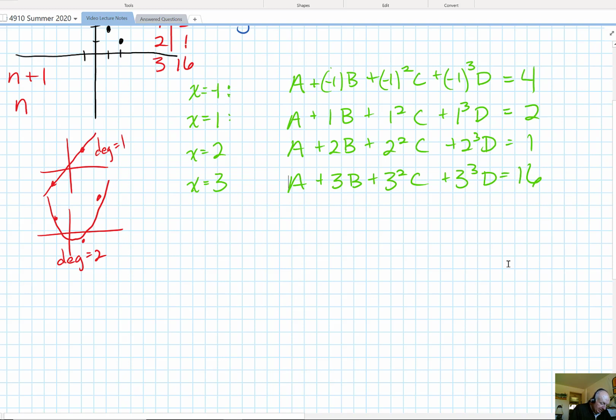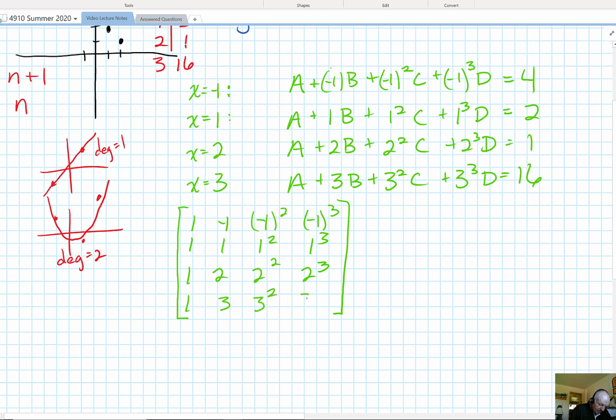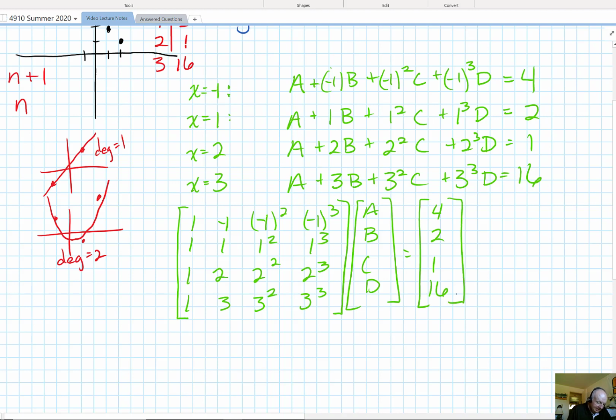So this leads to this system, right? The matrix with rows 1, -1, (-1) squared, (-1) cubed; 1, 1, 1 squared, 1 cubed; 1, 2, 2 squared, 2 cubed; 1, 3, 3 squared, 3 cubed; times your a, b, c, d equals your y values, which are 4, 2, 1, and 16. So we get that system.